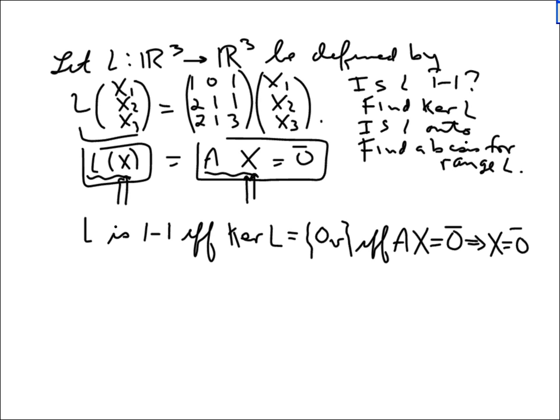But AX equals 0 implies X must be 0 is the same as the determinant of A is not equal to 0. Okay, think about this. Otherwise, you're gonna have to do a lot of work. So all I'm gonna do is calculate the determinant of A.